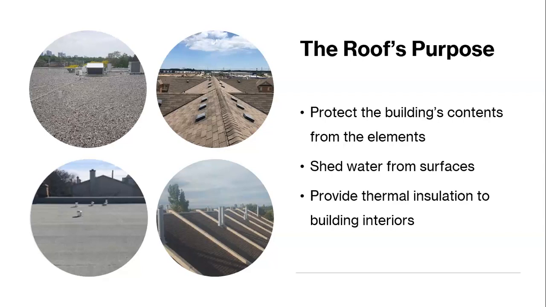Another purpose of the roof is to shed water from the roof surfaces, again, so that water isn't getting into the building and so that water isn't sitting and pooling on roof surfaces. And then finally, the primary purpose of the roof system would also be to provide thermal insulation to the building interiors.